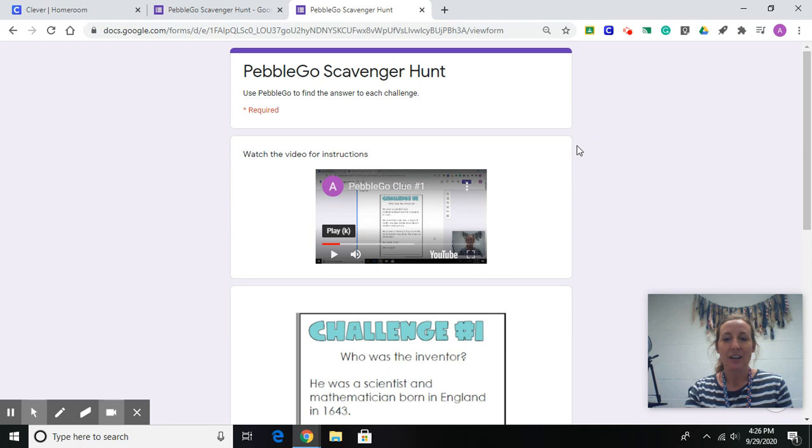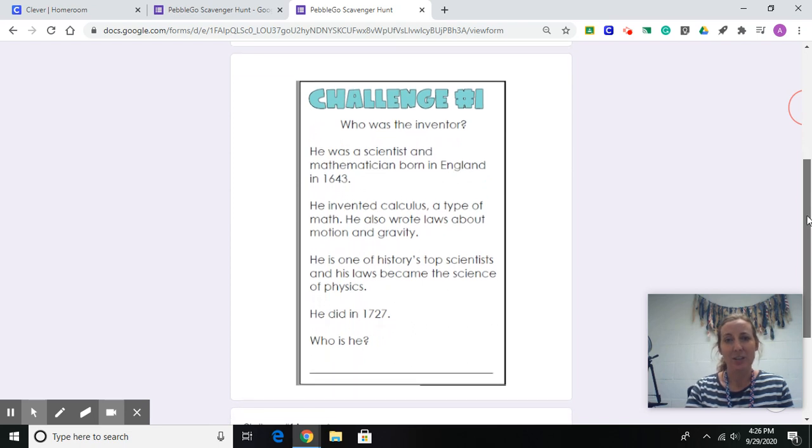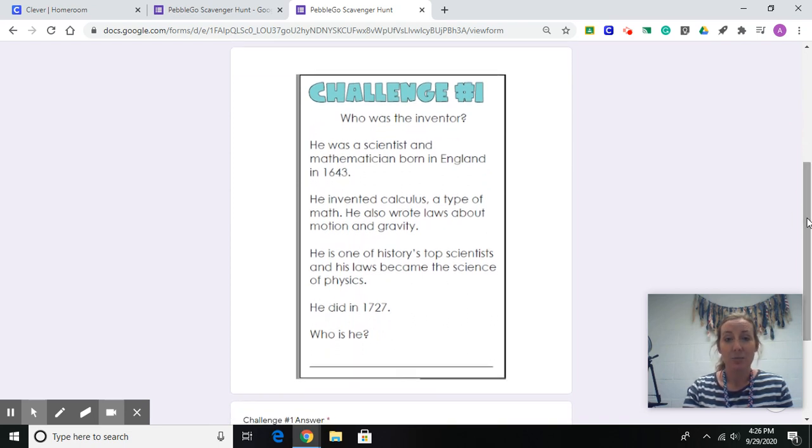And the first thing you're going to have is a little clue. I'm going to read the clue to you, and then I will give you some hints to help you find what you're looking for in PebbleGo. All right, so what will happen is I will read challenge number 1. So let's go ahead and read challenge number 1.